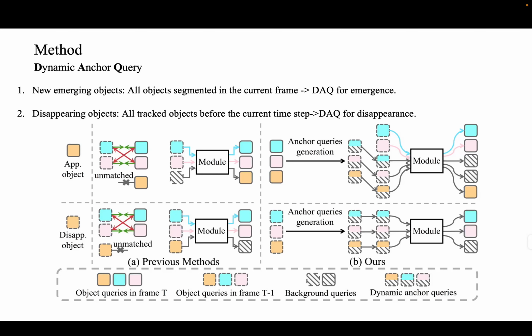These emergence and disappearance anchor queries and the representations of tracked objects are collectively inputted into the tracker to identify the objects of interest in the current frame. Objects identified by the emergence anchor queries are classified as newly appeared, while those pinpointed by the disappearance anchor queries are recognized as having disappeared, prompting their removal. The remaining queries are responsible for tracking objects present across both past and current frames.